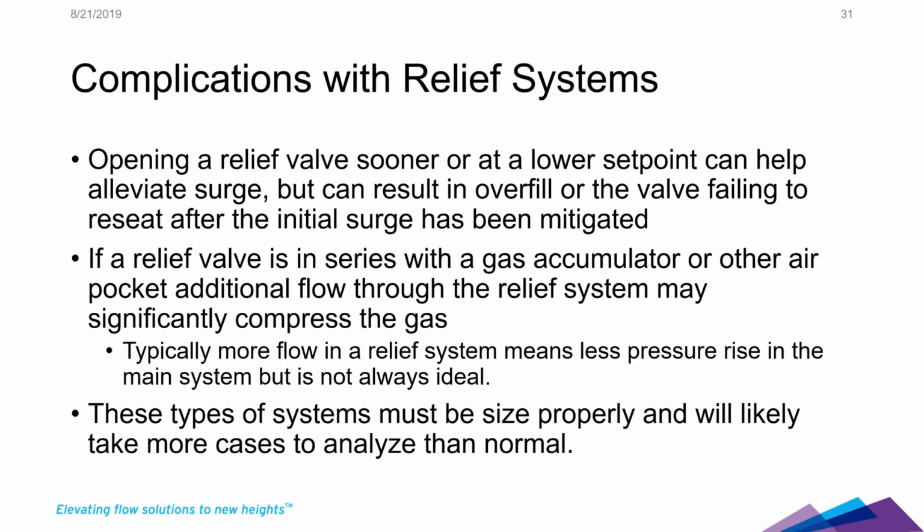But if you open a valve sooner, that pressure might not drop back down below that pressure. That valve might just stay open. That can be pretty bad for systems, especially if that relief valve is leading to a gas accumulator that can maybe overfill it, over compress the gas. And I've seen systems where the initial surge is mitigated by opening the relief valve, but then that increased flow into their surge tank actually overcompresses the gas, overpressurizes that relief line, and that communicates back into the main system. So keep that in mind with relief systems.